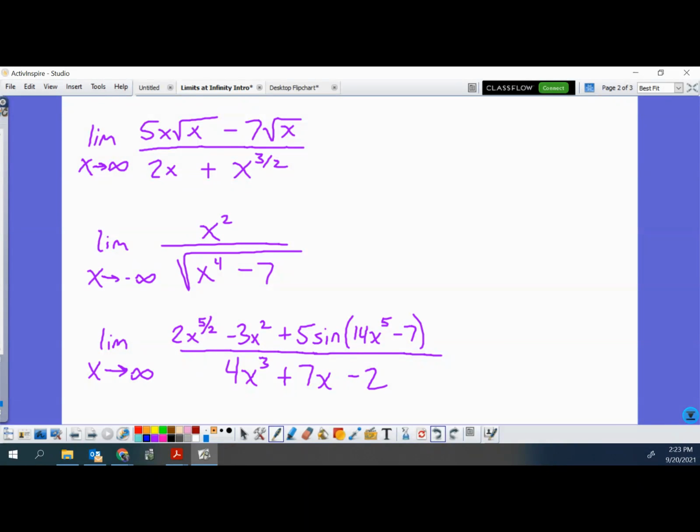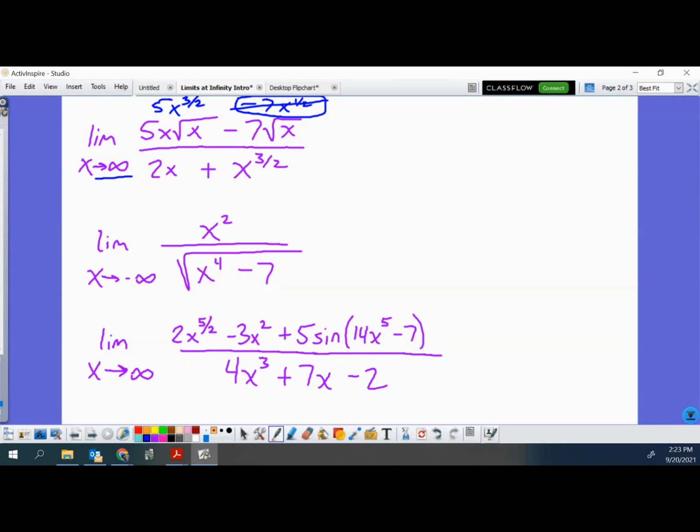If you look at this first term on top, 5x radical x, you could write that as 5x to the 3/2 power. And the second one is negative 7x to the 1/2 power. And what happens is the x to the 3/2 power, being that it has a greater power, as x approaches infinity, is going to take over. And the minus 7x to the 1/2 becomes, again, piddly and insignificant by comparison. So that 5x to the 3/2 will take over on top. Kind of ignore that one.